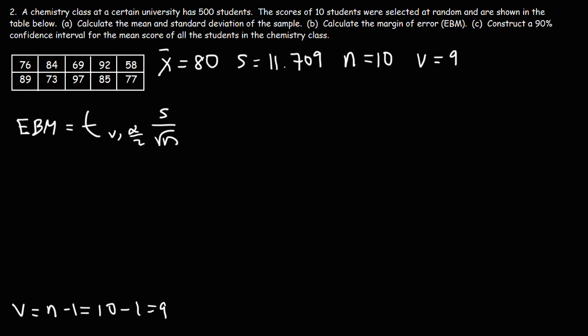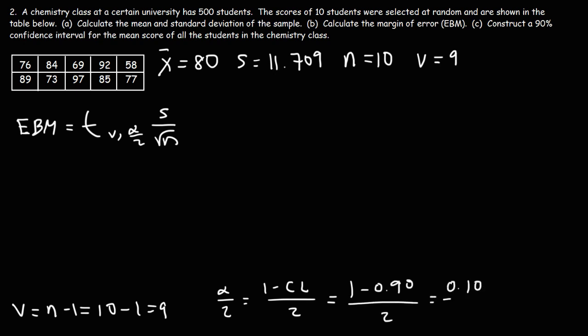And then we need to calculate our one-tail alpha value, which is 1 minus the confidence level divided by 2. So in part C, we want to construct a 90% confidence interval. That's going to be 0.9. 1 minus 0.9 is 0.10. And 0.10 divided by 2 is 0.05. So our alpha over 2 value is going to be 0.05.